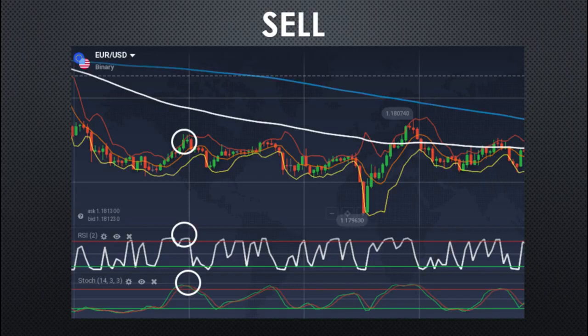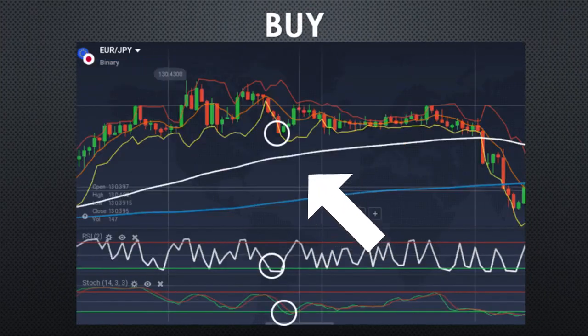Now we have to wait for a candle to cross the upper Bollinger Band, for the RSI to enter the overbought zone that is above the red line, and for the stochastic oscillator to also enter the overbought zone, that is above the red line. Also, for greater effectiveness, the lines of the stochastic oscillator must cross, and in that case, we will make a sale.